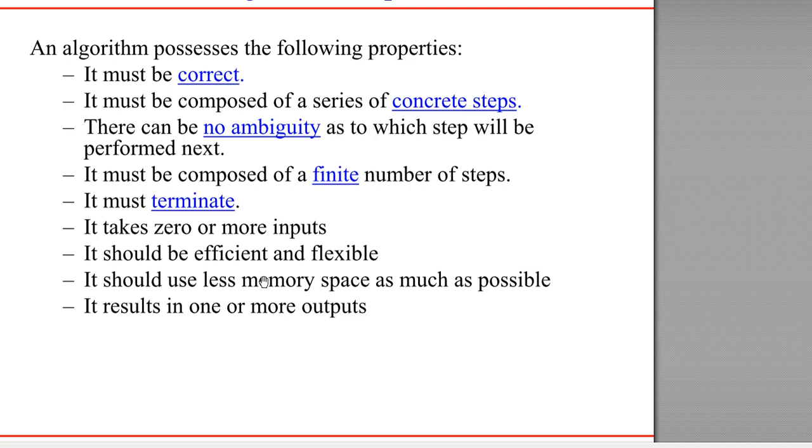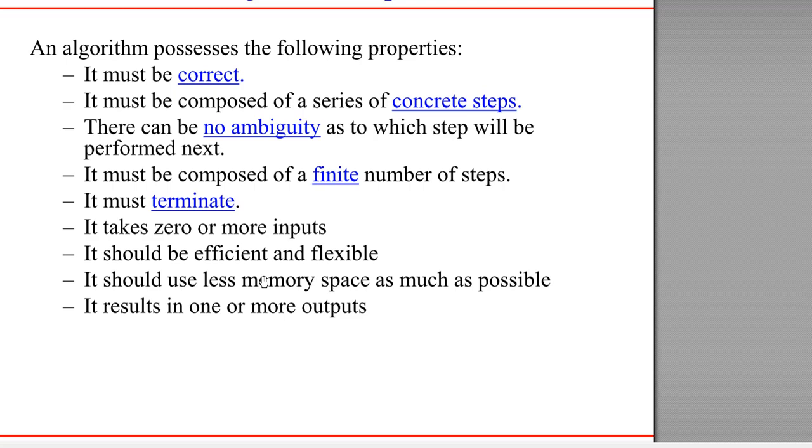Also, these steps must be finite, so the number of steps that can be executed should be finite such that the program can terminate, and this algorithm should take 0 or more inputs. For example, if it's about a bank account and withdrawing money, the inputs could be the bank balance as well as the amount withdrawn, and then we compute the eventual bank balance.